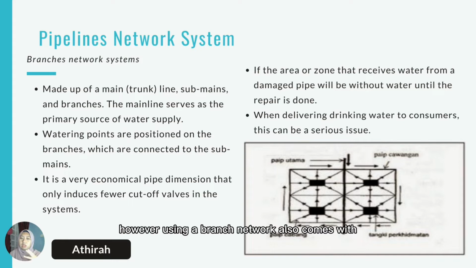However, using a branch network also comes with disadvantages. For example, if the area or zone that receives water from a damaged pipe, it will be without water until the repair is done. And when delivering drinking water to a building, this can be a serious issue because there is no water to be delivered to the consumers.